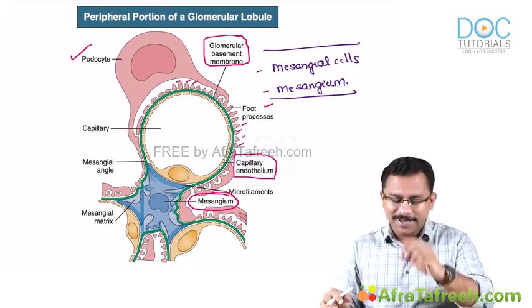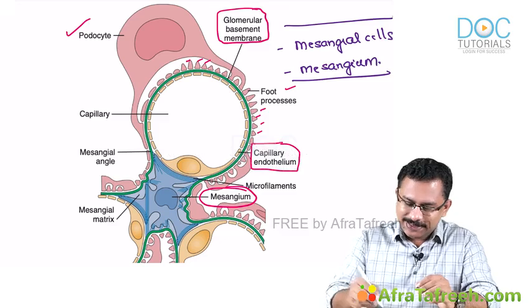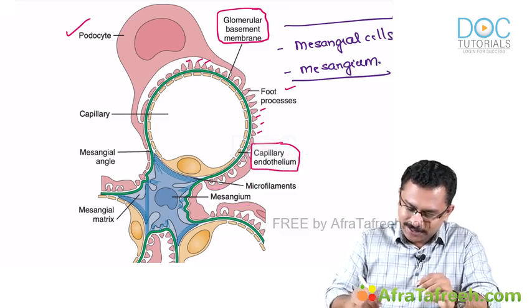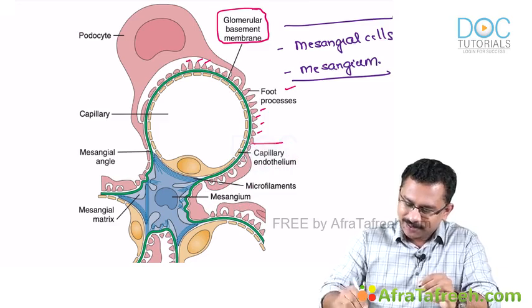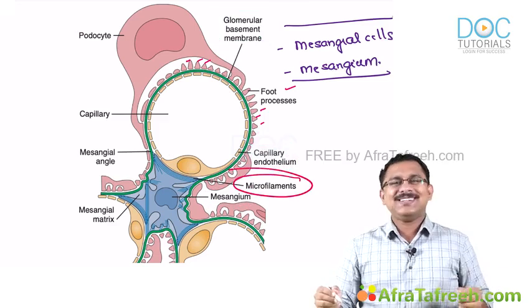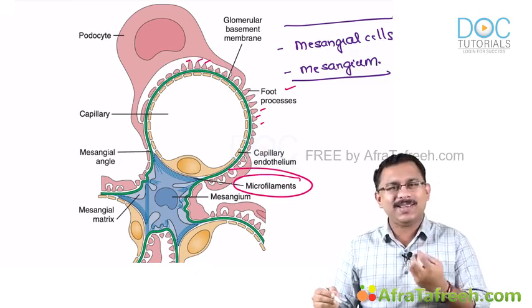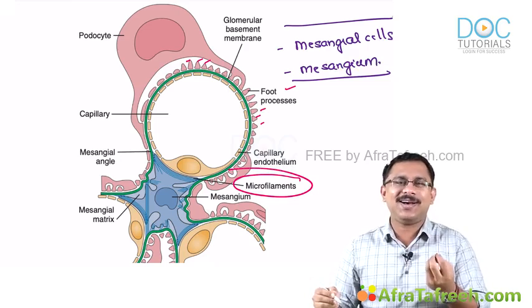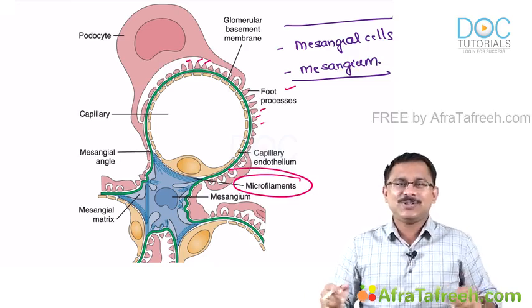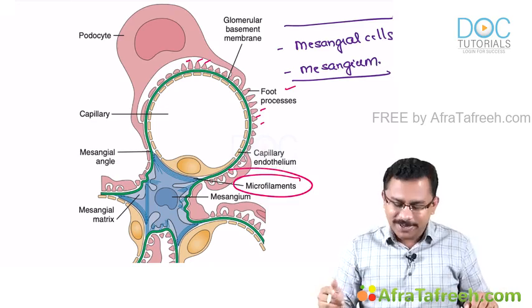Now please be attentive when I tell you this. In your mesangium, are you able to see certain microfilaments which are marked here? What are these microfilaments? Remember, I told you the mesangium is a component of your glomerulus, so it has to have some attachment with the glomerulus, right? So how is that attachment made?